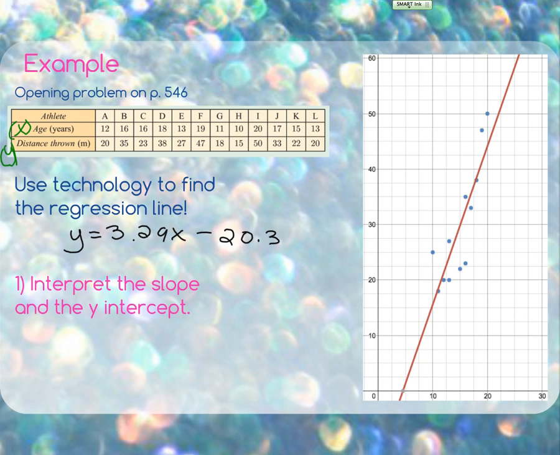So that was yesterday. Now we have to interpret the slope and the y-intercept. So remember that slope is 3.29. Interpreting that, every year older the athlete gets, they're throwing about 3.29 meters further than the year before. So every year they're throwing it just a little bit further. Does that make sense? Because we're going by years for our x value, my slope every year is 3.29.